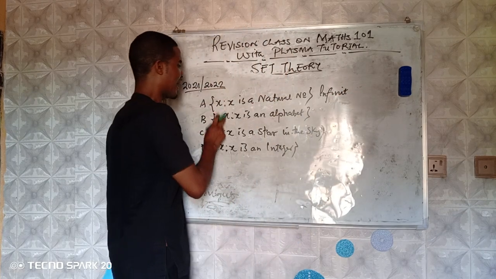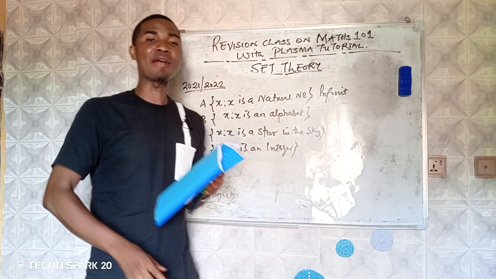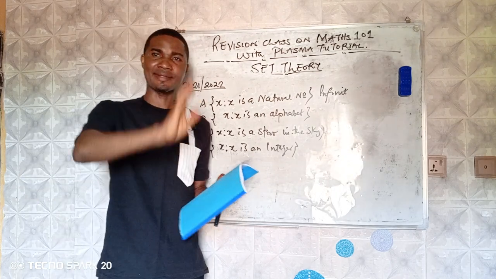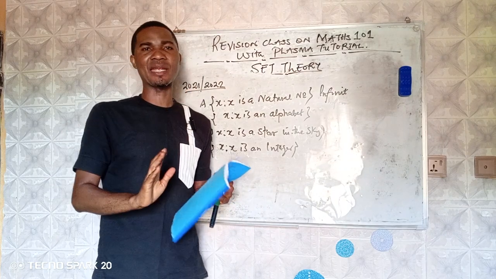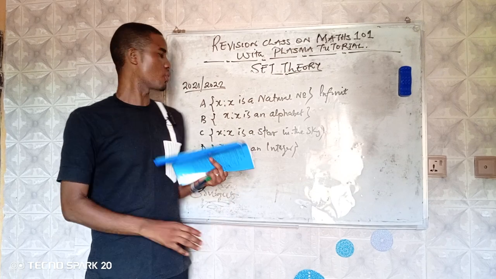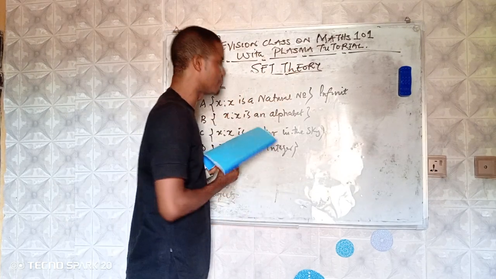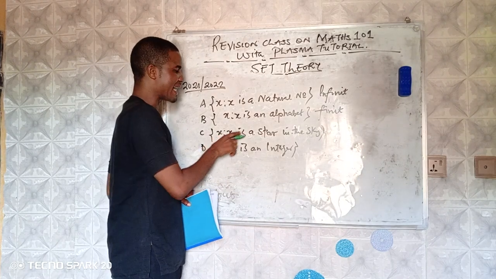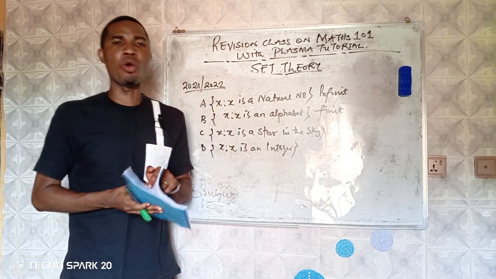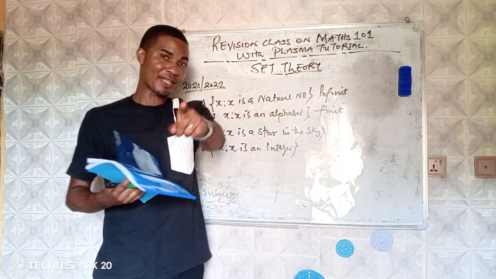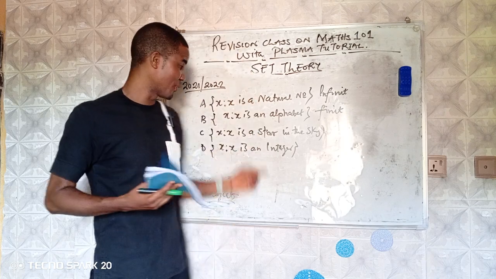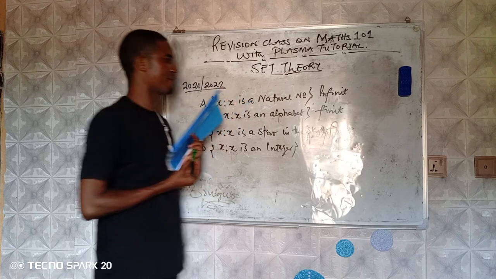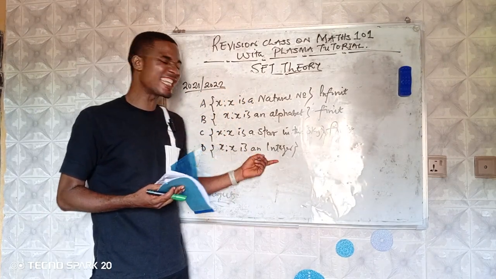X such that X is an alphabet. Remember that we have only 26 alphabets, from A to Z. I think there are 26, you can check that out to know. But I know there's A to Z. There is no other alphabet after Z. So if X is an alphabet, then we have a finite set here. Now, X such that X is a star in the sky. Someone will say, oh, there are billions of stars in the sky, infinite. No, remember I told us, it must deal with numeric numbers. So this is a finite set. Does it shock you? Don't let it shock you. It's a finite set.